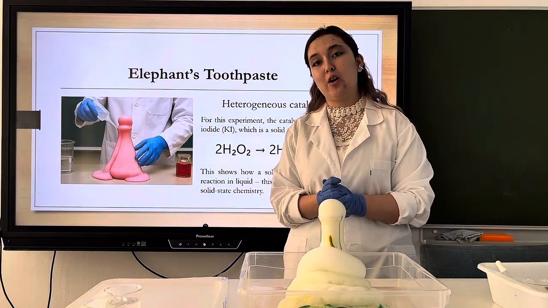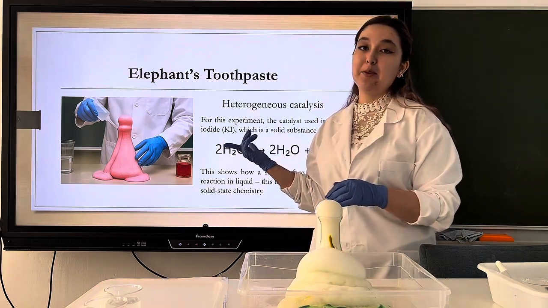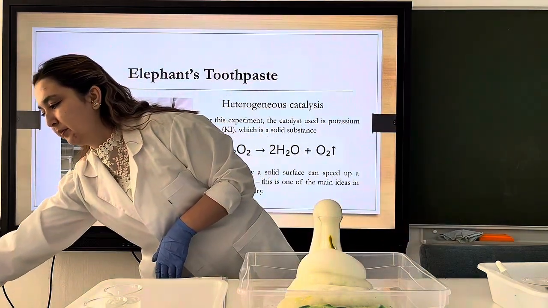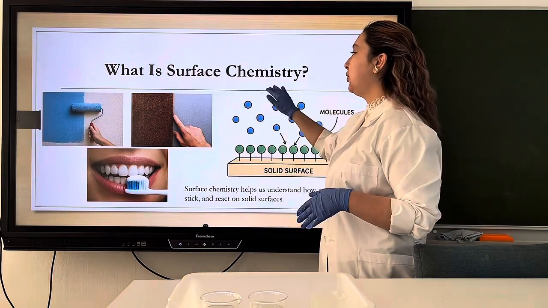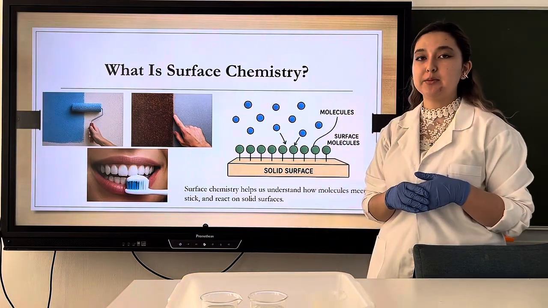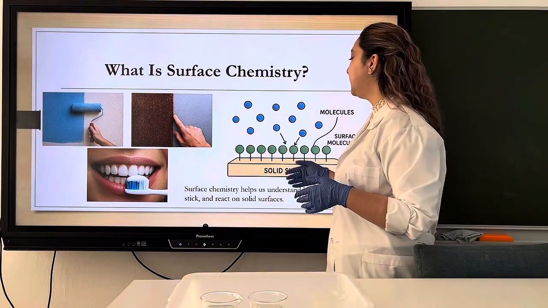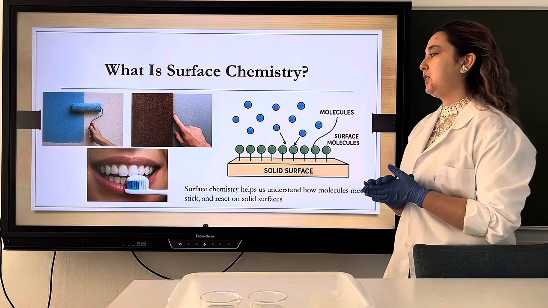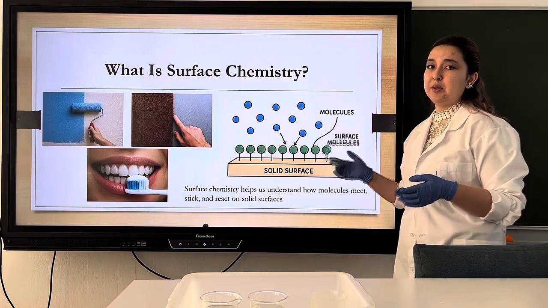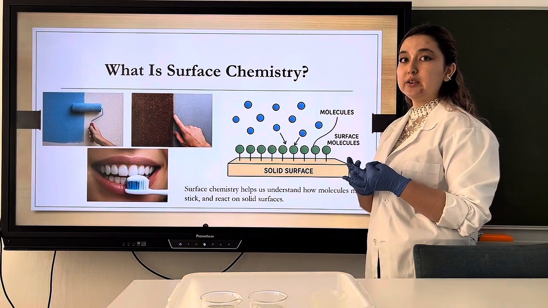So let's move on to surface chemistry. The next question is, what is surface chemistry? Surface chemistry studies what happens on the surface of a solid. A solid can be metals or salts, and gases can interact with it.